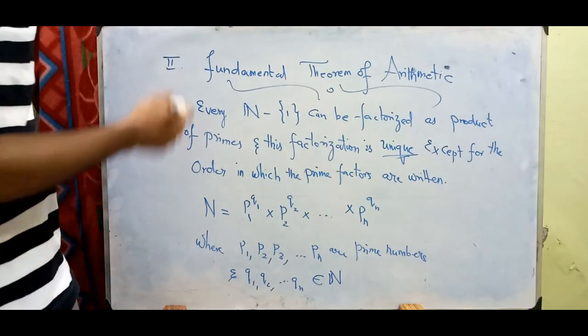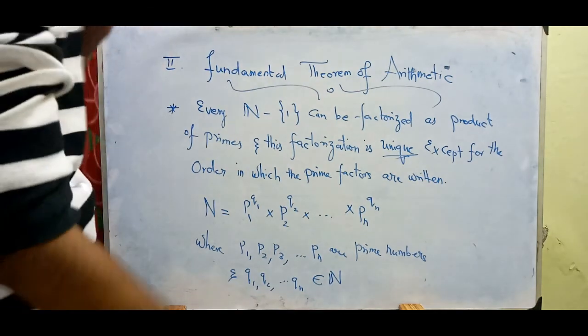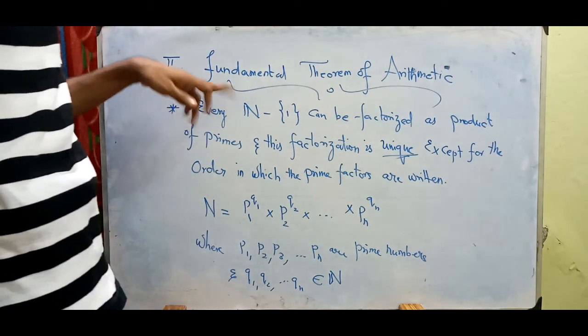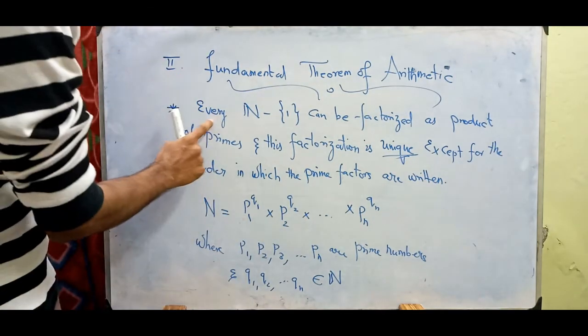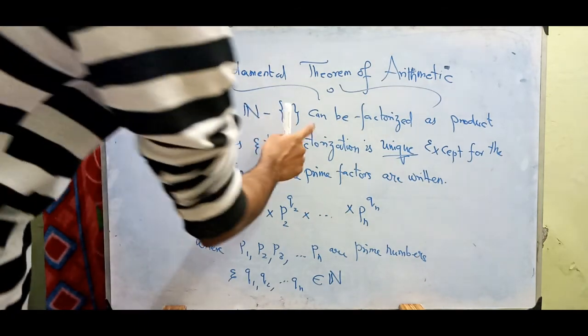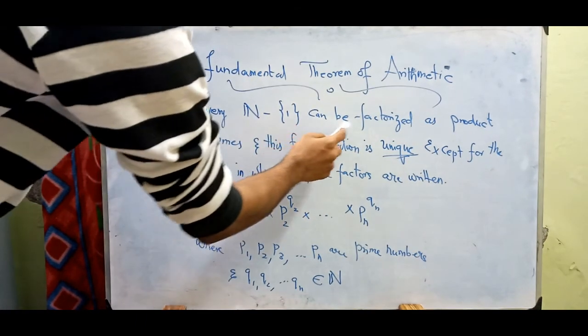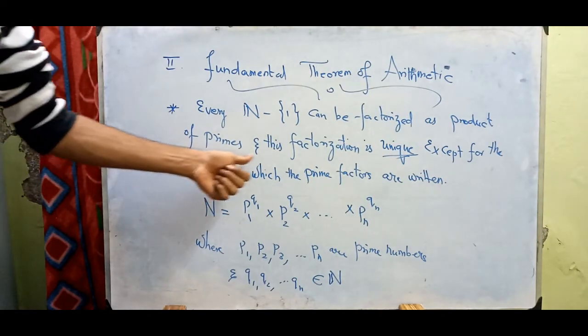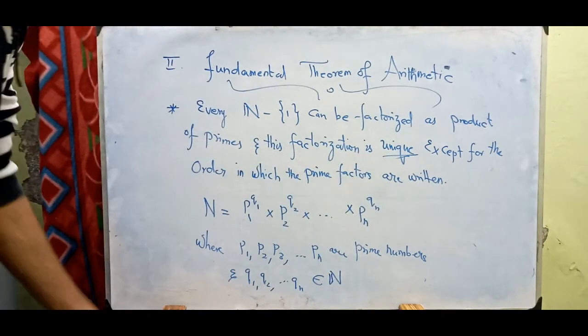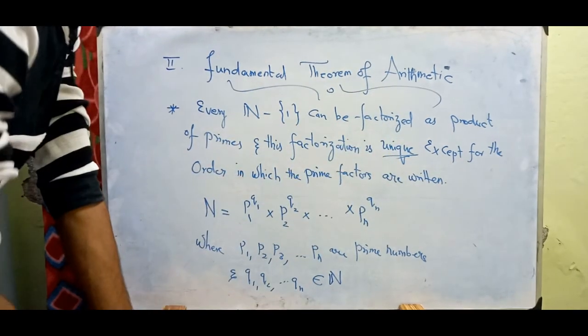So let us start with the fundamental theorem of arithmetic. Here, what does the fundamental theorem of arithmetic mean? Every natural number except 1 can be factorized as a product of primes, and this factorization is unique except for the order in which the prime factors are written.